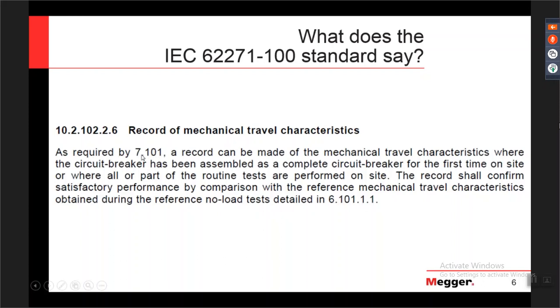So here, what does it say? It says, a little bit vague, that a record can be made of the mechanical travel characteristics where the circuit breaker has been assembled as a complete circuit breaker for the first time on site, and so on. So it's not really mandatory, but it's a very good thing to do to reveal problems in the circuit breaker.